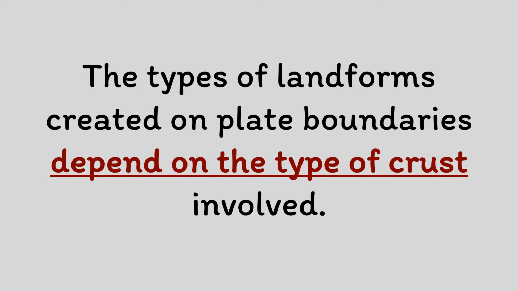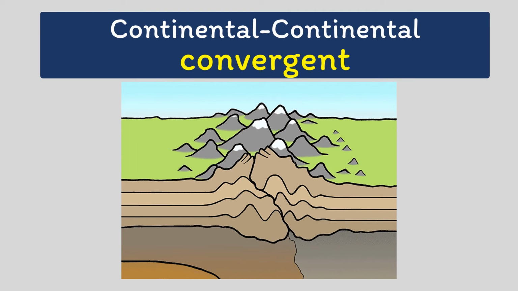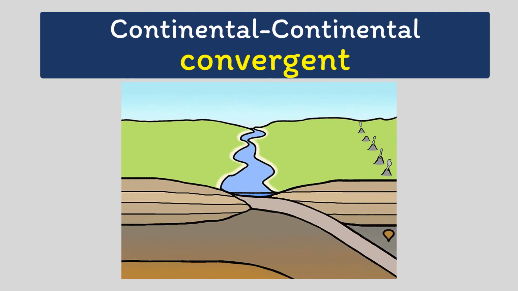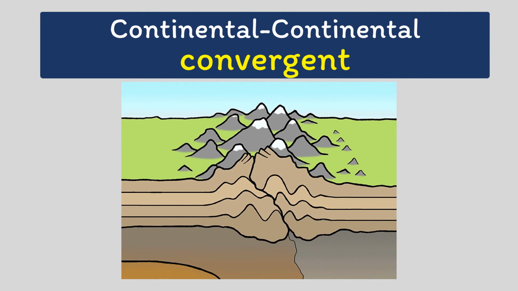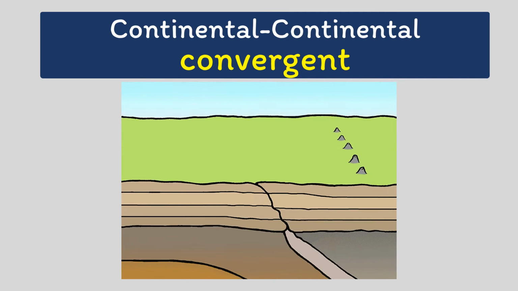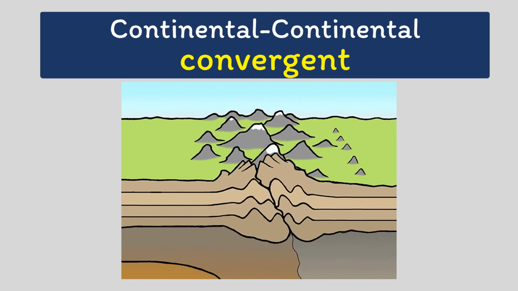Take note that the types of landforms created on plate boundaries depend on the type of crust involved. What do we mean? For example, on the video, two continental crusts collide. Therefore, it is a convergent plate boundary. If two continental plates crash into each other, they will crumple and fold. The crust where the two plates meet will be forced up, mountains will be formed, and earthquakes can happen.